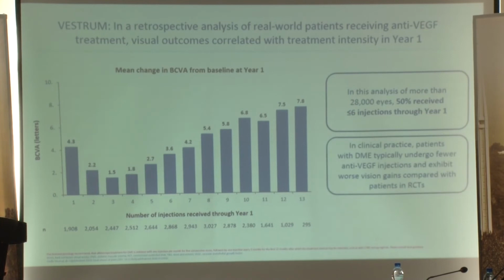Another one is Western, a large US-based database, in which a large number of patients were analyzed retrospectively. They looked at 1 year as well. And what they have shown is that amongst 28,000 eyes, 50% received fewer than 6 injections in 1 year. What does that mean? That the patients are undertreated in the first year, and that really matters when you are managing your patient.